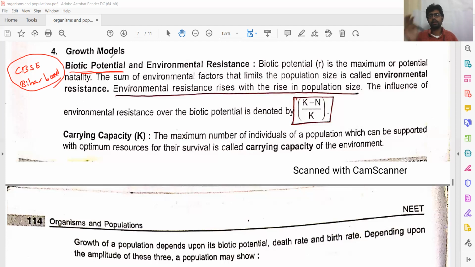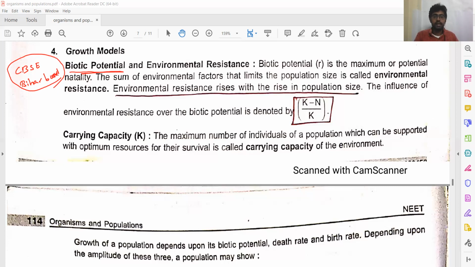Your parents are allowing, your pocket is full. That means you earn so much that you can survive with so many children. So you are all free, and all you need to do is reproduce. So what is the maximum amount of offspring you can produce? That is your biotic potential.